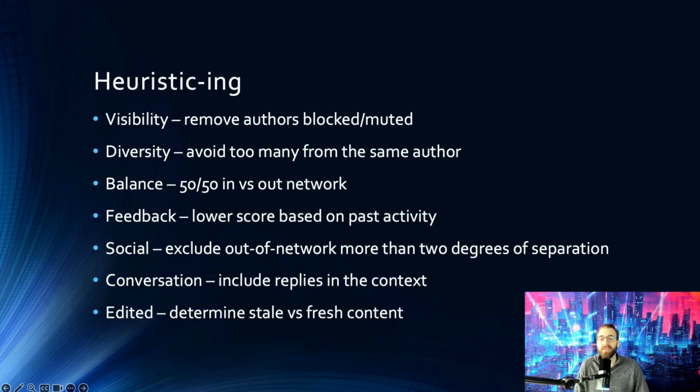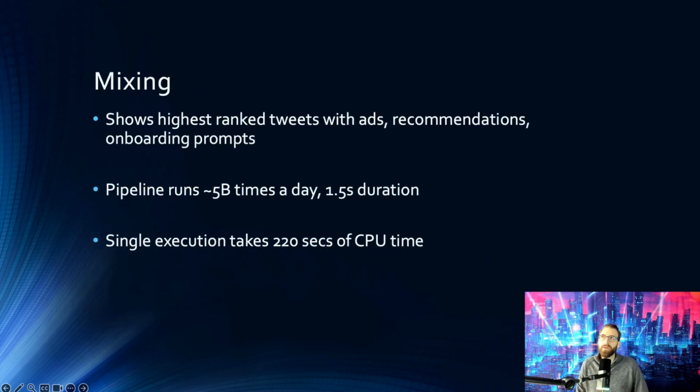Diversity, they want to make sure that you're seeing tweets from a lot of different authors. Again, the balancing, they call this out in the heuristic phase, but it's really something on the sourcing phase, so I don't know why they included it in here. Social, conversation, and then edited. So there's a lot of things that they run through to try to figure out, of these tweets, can I refine them just a little bit more?